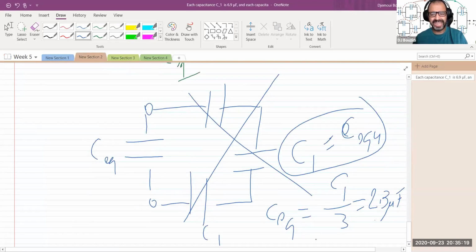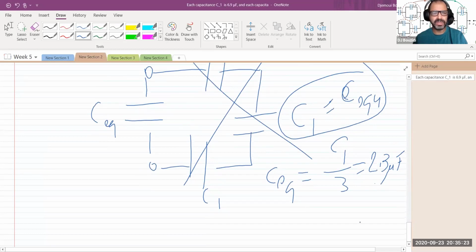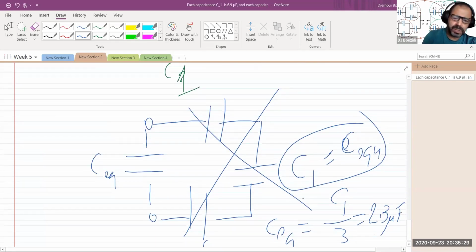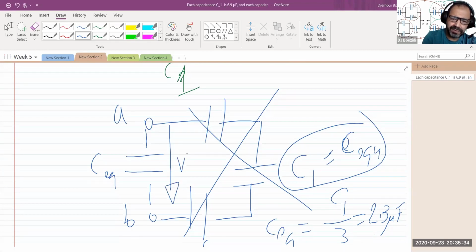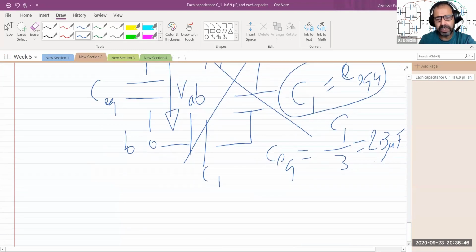First of all, the entire charge sitting on the equivalent capacitor is given by the voltage VAB, because from this structure I have VAB, where this is B and this is A. VAB is equal to Q divided by C equivalent, or Q equals C equivalent times VAB. So that's basically the answer to that.